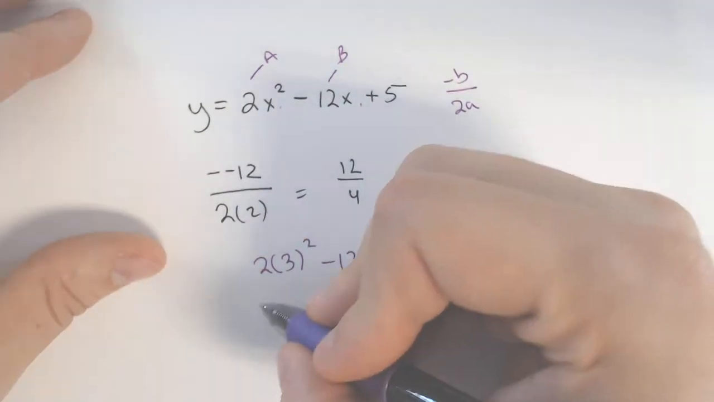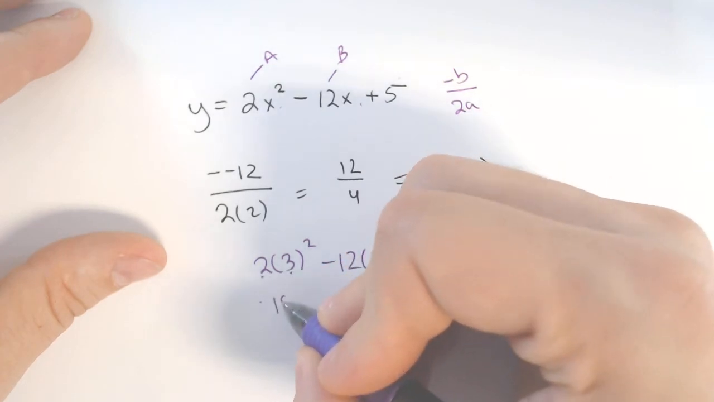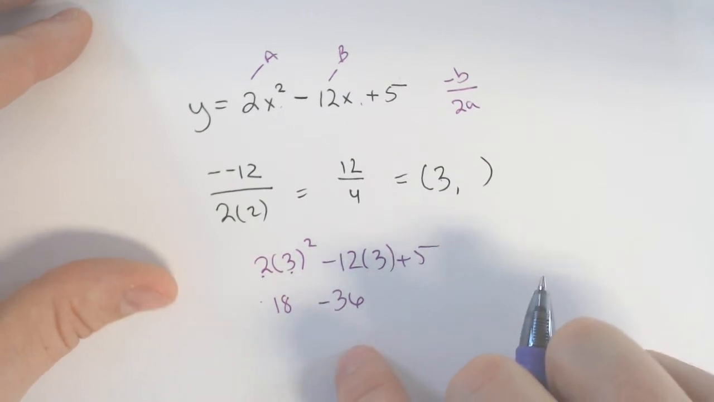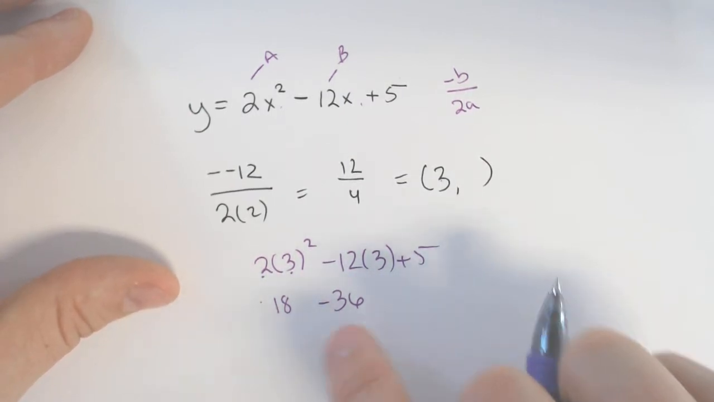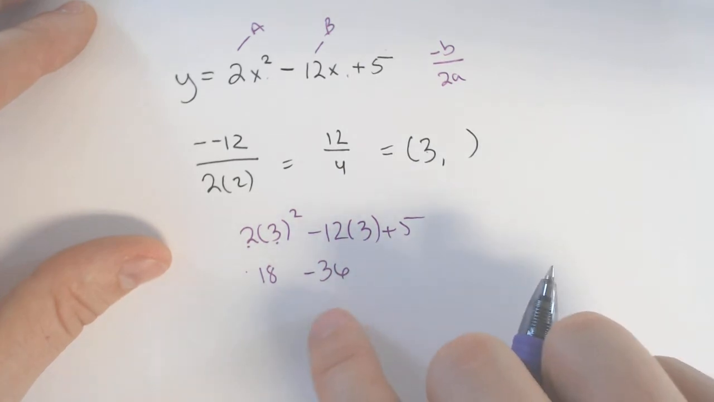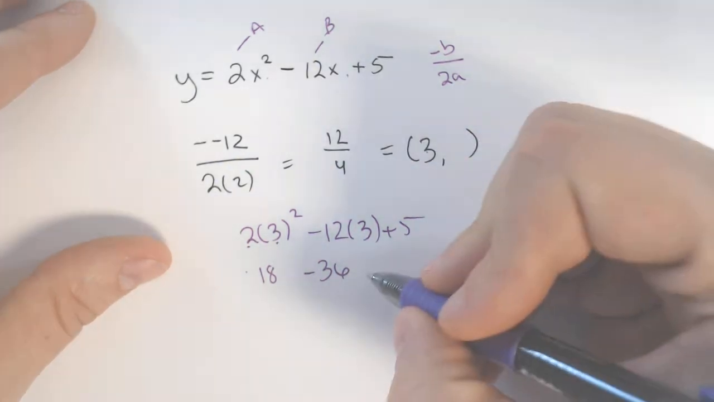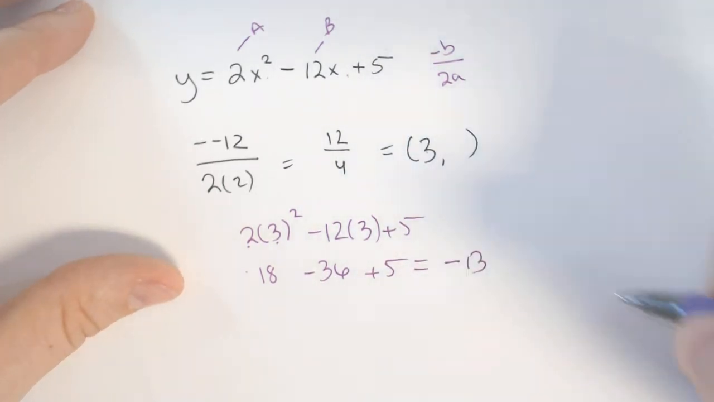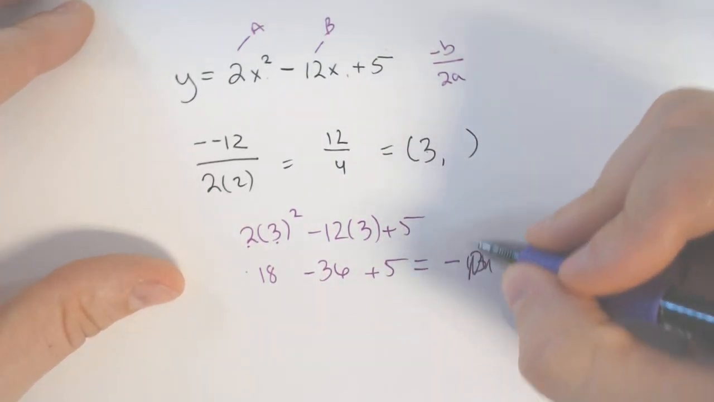Do the math. You end up with 2 times 9, which is 18, minus 36. Again, half of one another or double one another and opposite signs. You don't know which one's going to be negative, but they will always be the bigger number here and the smaller number there, plus 5. And that is equal to negative 13. Yeah, that's a bad-looking 13. Negative 13.